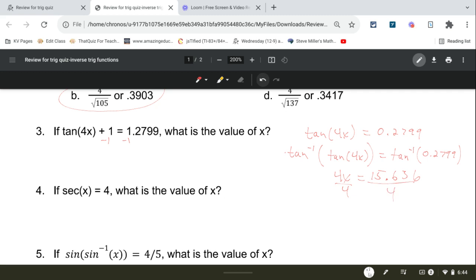Okay. Dividing by 4, you'll get about 3.0909. Okay.